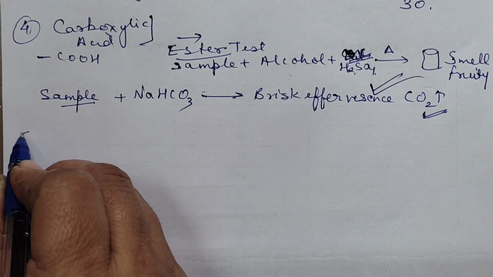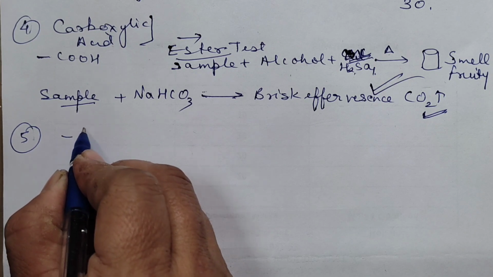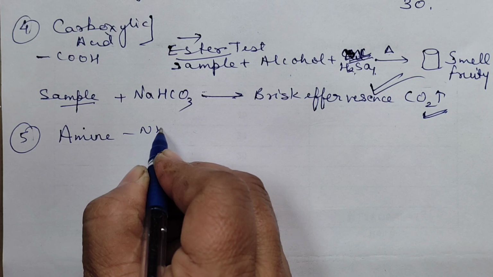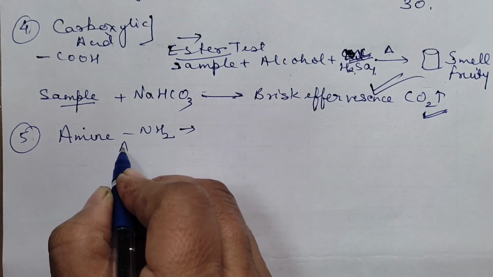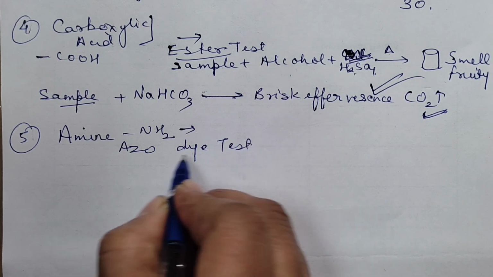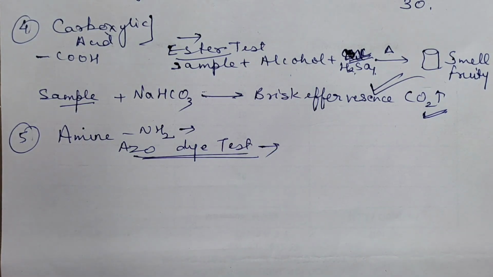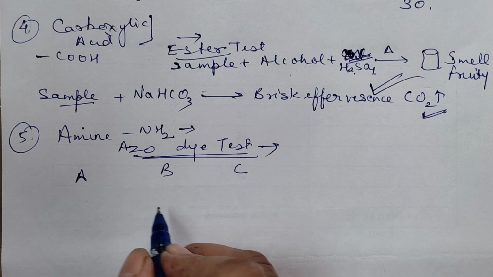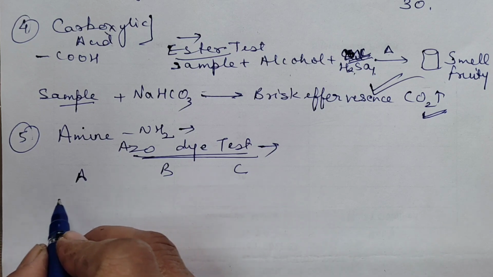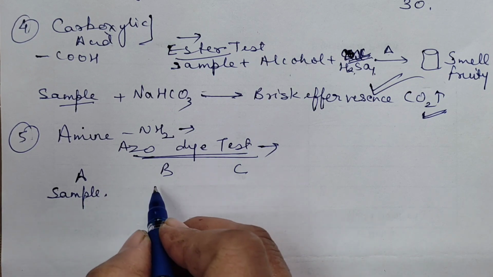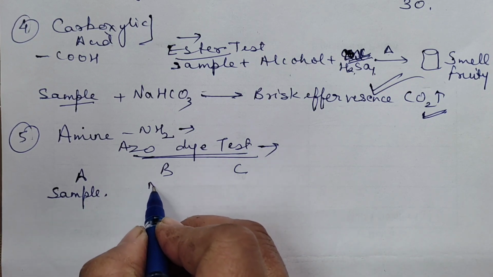Got it? Now the next functional group which we have to perform is amine. Amine is that NH2 group. There is only one test for it, that is azo dye test. Okay, azo dye test. Now how you perform that is, you will take 3 test tubes, A, B, C. Just in your mind you remember there are 3 test tubes. In the first you are taking sample. Right? In the second test tube you are taking NaNO2 solution.